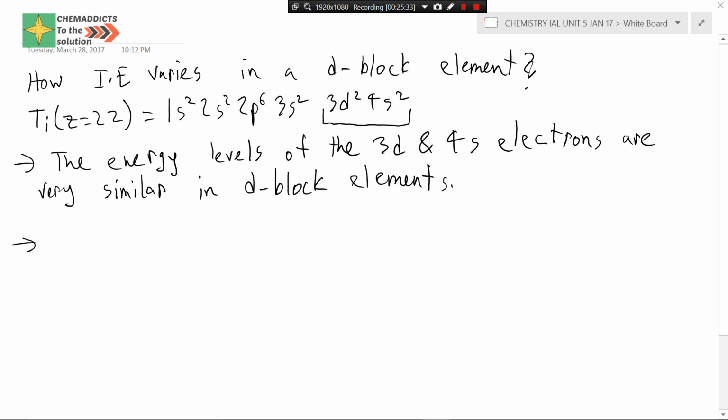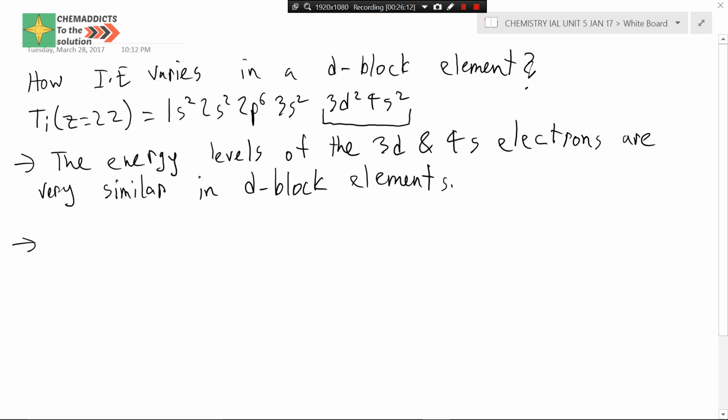They will have close ionization energy while removing all the electrons from the 4s subshell and all the electrons from the 3d subshell. They will have similar ionization energy, just as if we are removing electrons from one subshell. The ionization energy change is so small that it is as if we are removing electrons from one subshell.